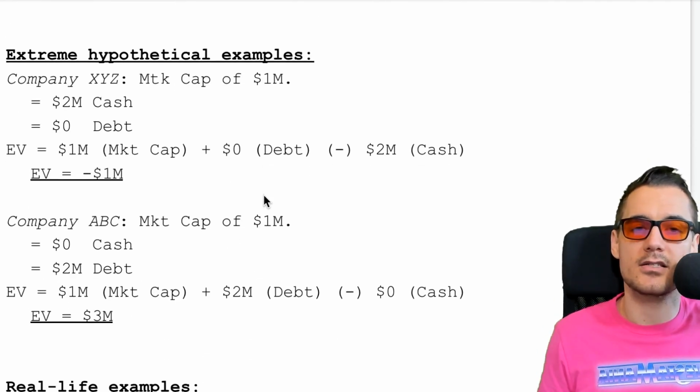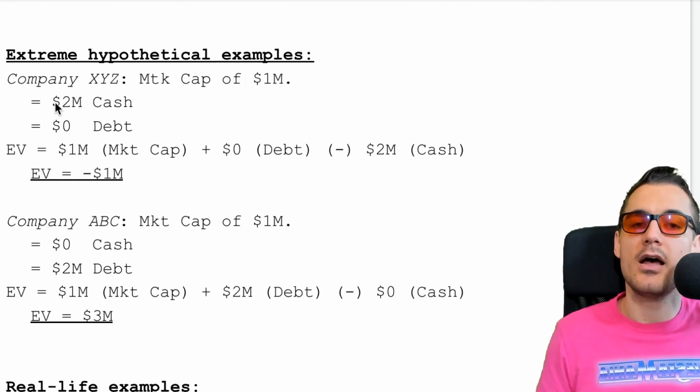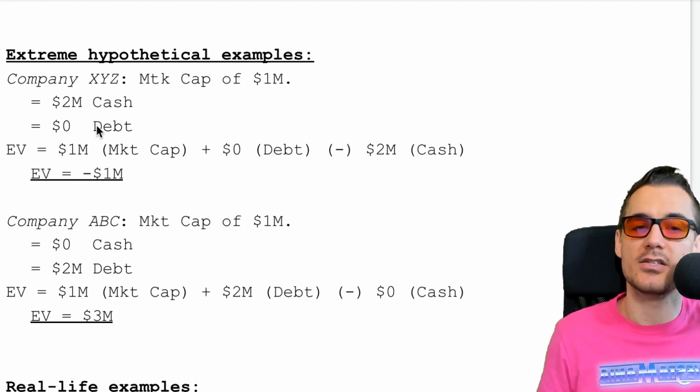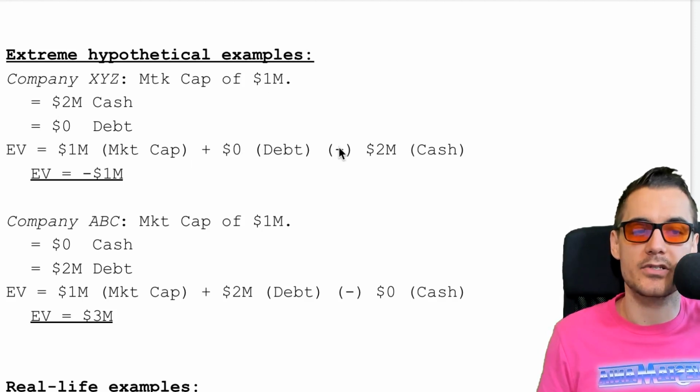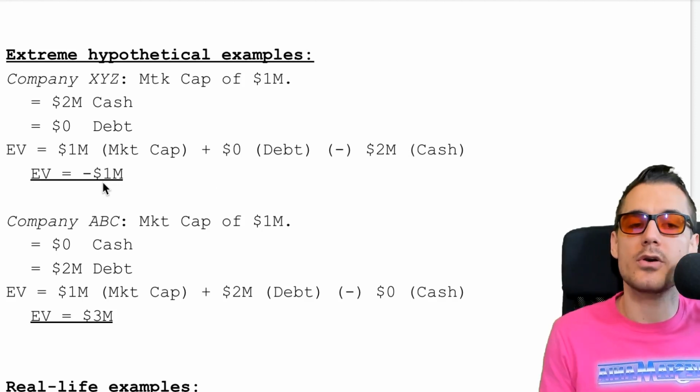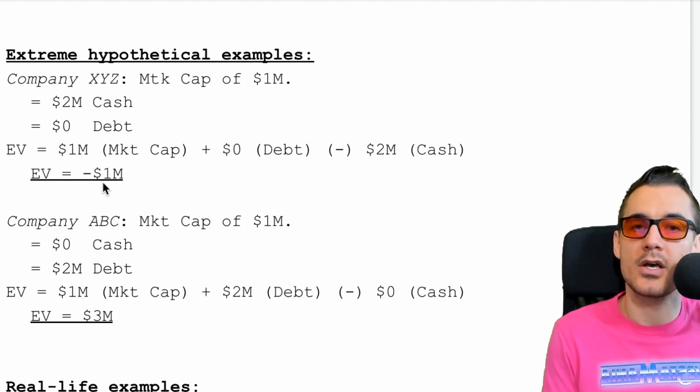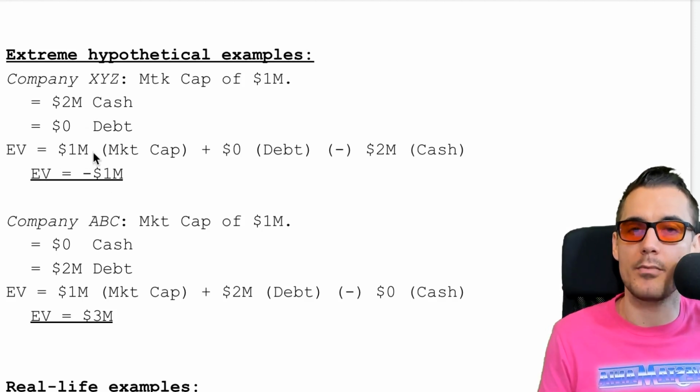All right, so let's take a look at some extreme hypothetical examples to get the point across. Company XYZ has a market capitalization of $1 million, but it also has $2 million in cash and $0 in debt. So its enterprise value is $1 million market cap plus $0 in debt minus $2 million in cash, giving you an enterprise value of negative $1 million, meaning all other things being equal, you could hypothetically buy the company for $1 million, cease production, liquidate assets, and make a $1 million profit just by taking that $2 million in cash, right? $2 million in cash minus what you had to pay for the company, $1 million, and you make a profit.